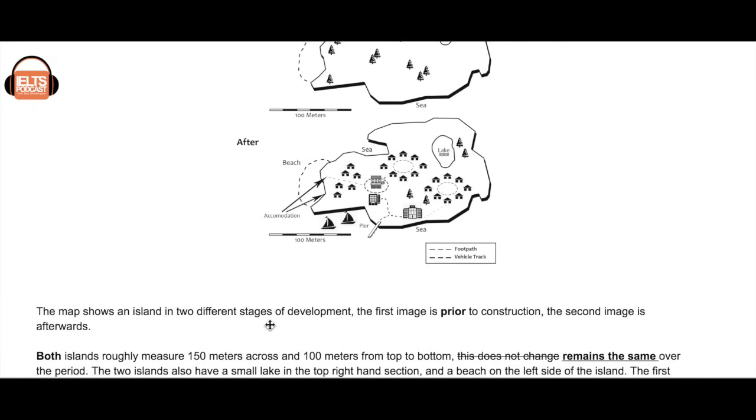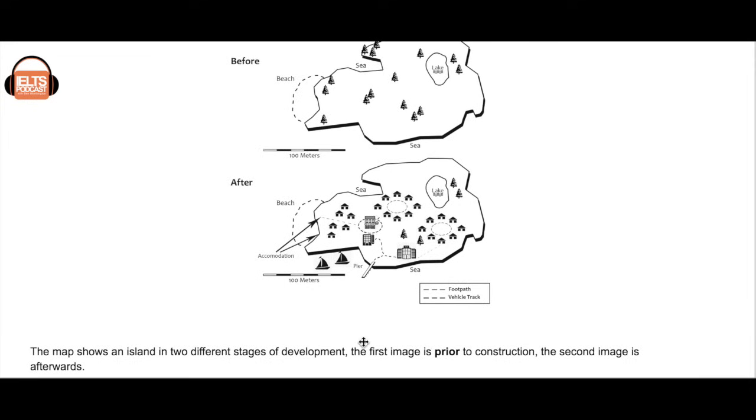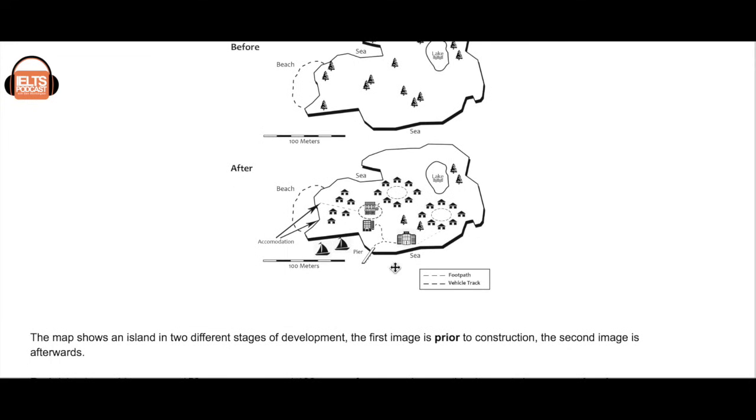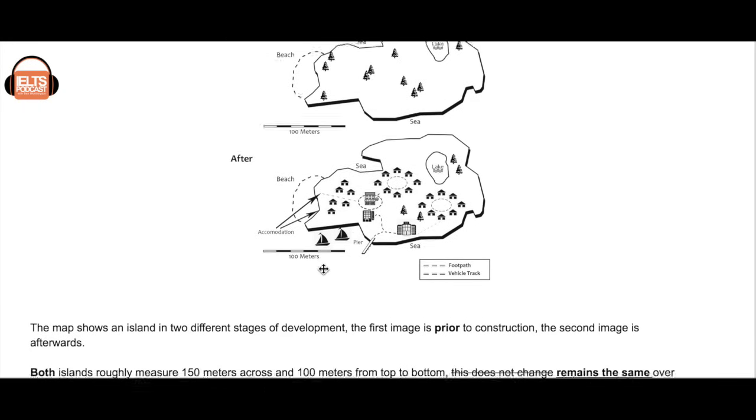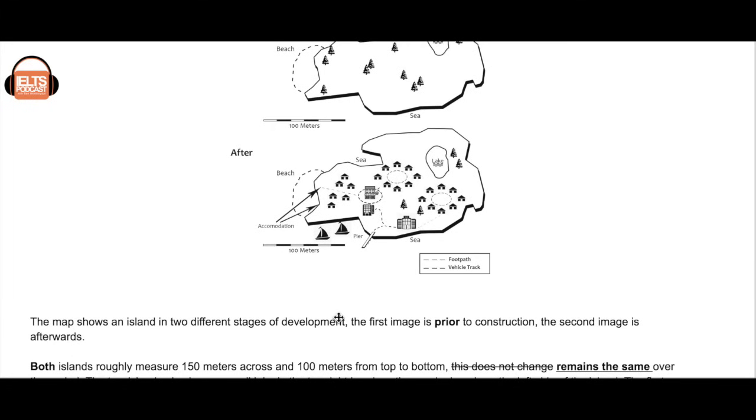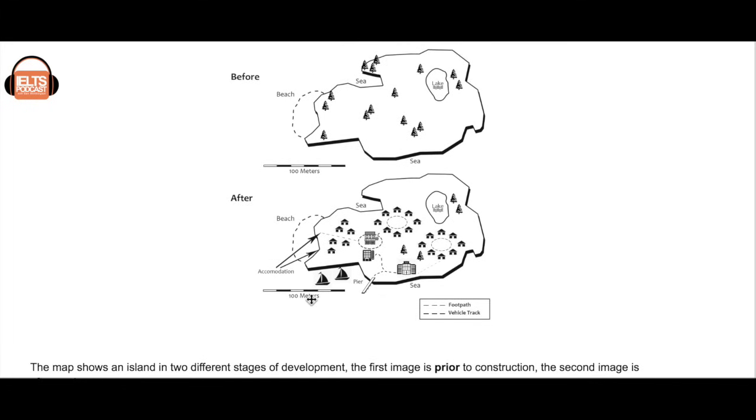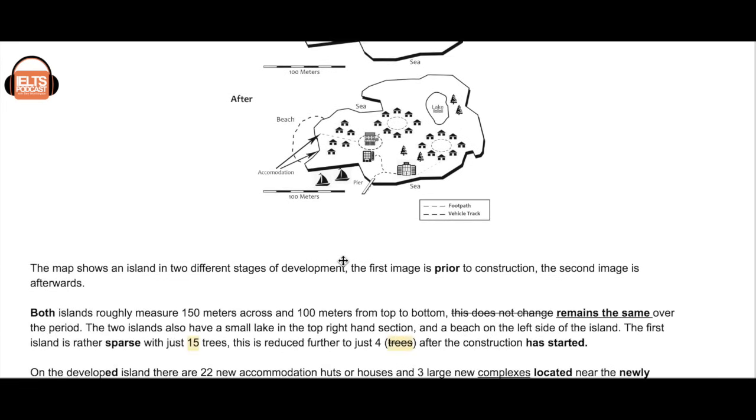Also, pay special attention because I do not go into any detail. I don't talk about the houses, the new houses. I don't talk about the sea or the beach, 100 meters. I could talk about it, but I decided to leave that for later because I couldn't think of an eloquent way to put it. So maybe I could have put this at the beginning, but it wasn't so essential to put the size of the islands. So both islands roughly measure 150 meters across and 100 meters from top to bottom.